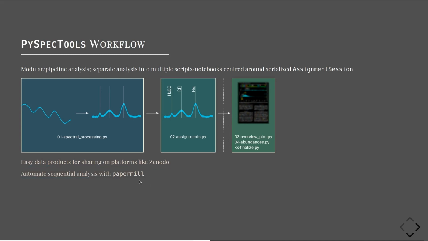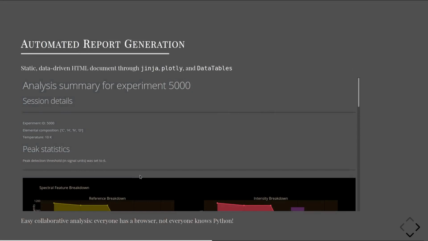And an advantage of using a pipeline is that you can batch automate analysis of many spectra with tools like Papermill. Once you've set up your pipeline the first time, you don't have to do it again and just repeat the same procedure. And to show off some of the outputs, this embedding shows the automated report generation steps, which creates a self-contained interactive HTML that summarizes our analysis. The actual HTML is embedded here and shows some of the experiment metadata and results.